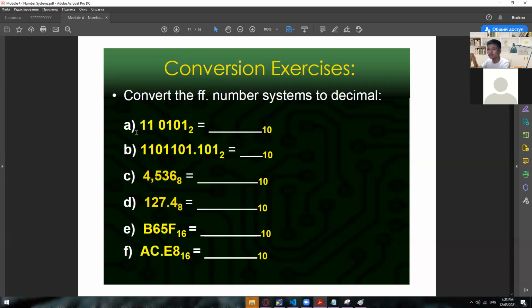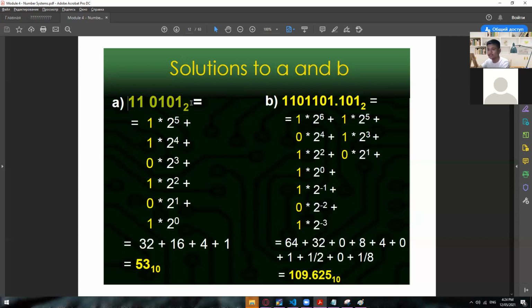Let's apply this. We have 6 examples right here. We have 110101 base 2. It is asking us to convert this binary into decimal. Again, the first step that we need to do is line this one up from top to bottom. So here's the solution from top to bottom: 110101, and then just multiply everything to its base, which is 2. So times 2, times 2, times 2, times 2.